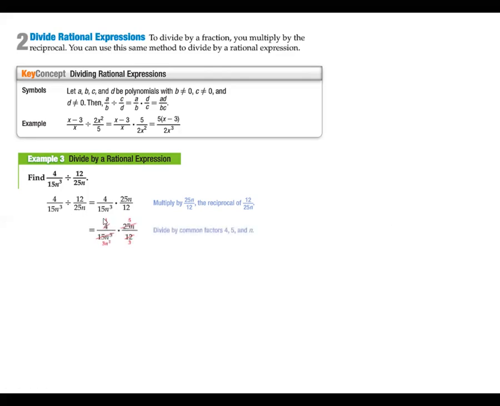So you could cross reduce the 4 and the 12 to a 1 and a 3, the 25 and the 15 to a 5 and a 3, and the n cubed and the n. This n cancels, so the n cubed will become n squared, and multiply straight across the numerator and denominator, you get 5/n squared. Okay, here's 2 for you to try. Go ahead and pause the video and hit play when you're ready.